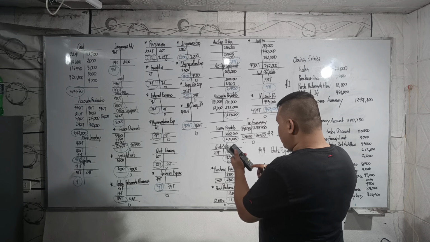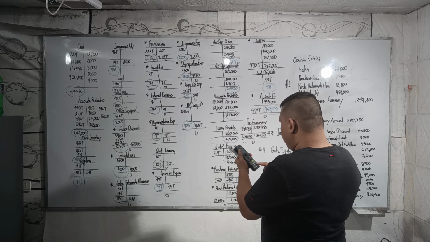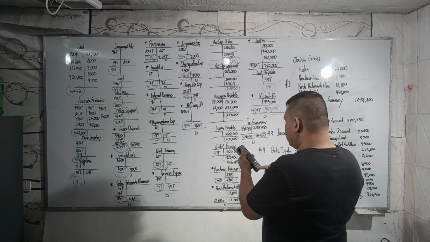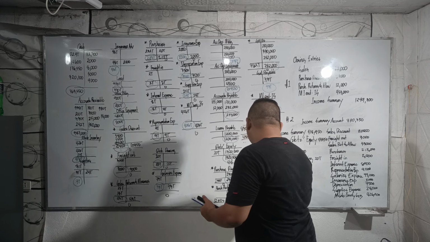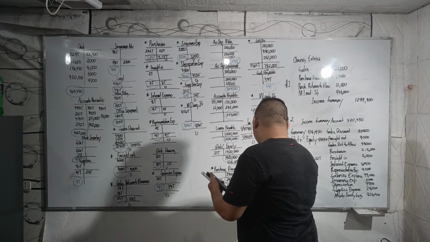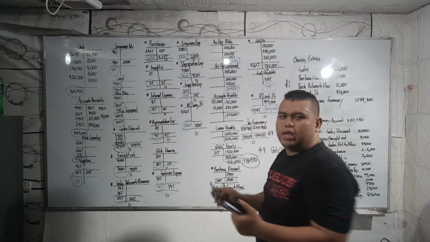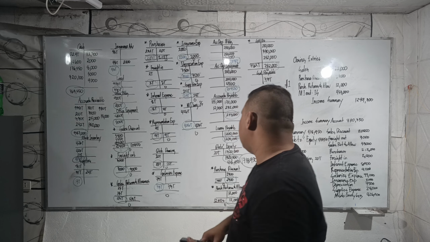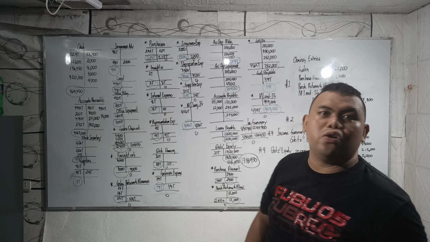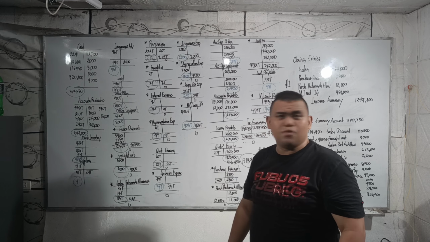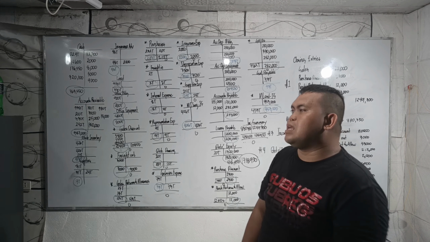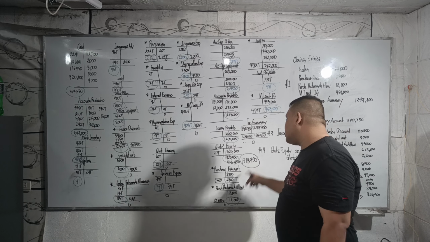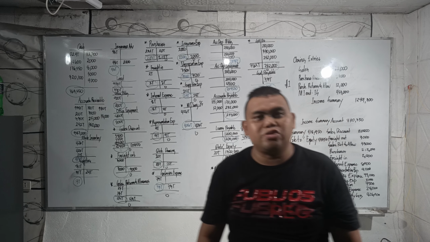So 1,320,000 plus 418,950 minus 20,000. We have 1,718,950. And in order to know if you are correct, if you are on the right track, you have to compare this with our financial statement of changes in equity. If the capital balance end there is 1,718,950 also, then we are on the right track.